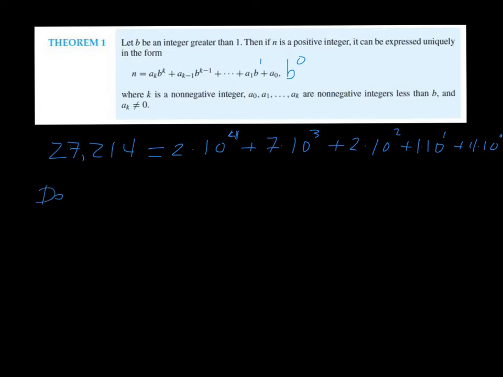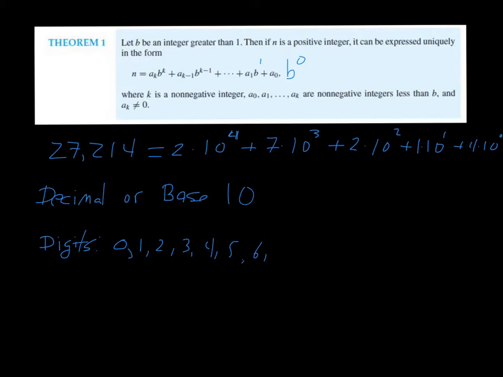So again, this is decimal or base 10. And what are the digits when you're in base 10? It's going to be all the numbers that are less than b, which is 10 in this case. So all of the non-negative integers that are less than b. So the digits are 0, 1, 2, 3, 4, 5, 6, 7, 8, and 9. So in different bases, you'll have different digits. And we'll see how that works right now.